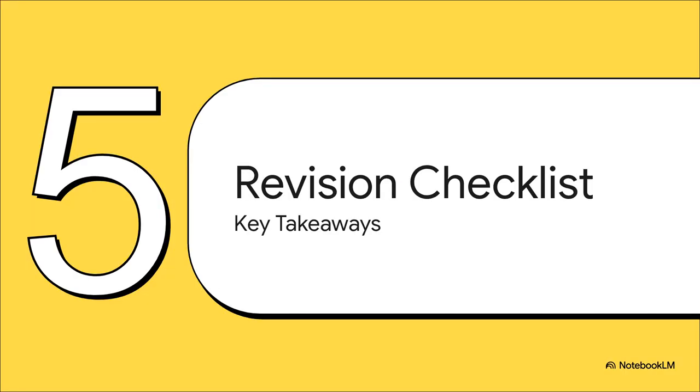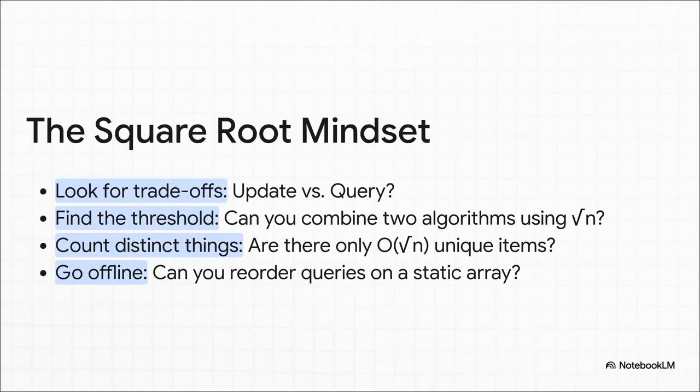Okay, so to wrap all this up, let's distill everything down into a simple revision checklist. You can think of these as the mental triggers to look for when you're tackling a new problem. So when you're stuck, just ask yourself these 4 questions. Is there some kind of balance to be struck between 2 operations? Can I combine a fast for small inputs algorithm with a fast for large inputs one? Am I secretly dealing with a limited number of distinct items? And finally, if I've got range queries on a static array, can I go offline and use Mo's?